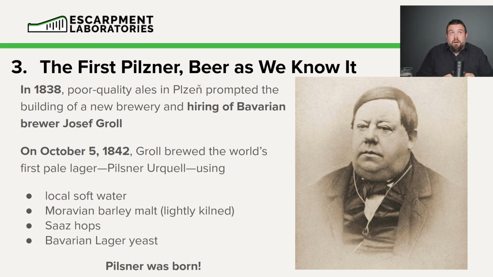Now, October 5th, 1842, Groll brewed the world's first pale lager, which we now call Pilsner Urquell. He used local soft water, Moravian barley malt, which is lightly kilned, Saaz hops, and Bavarian lager yeast. Not Pilsen lager yeast, Bavarian lager yeast. And this created the Pilsner as we know it today.